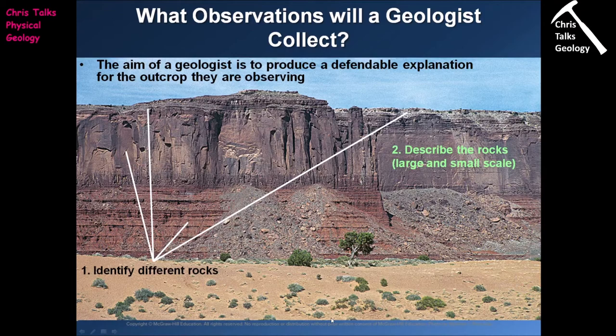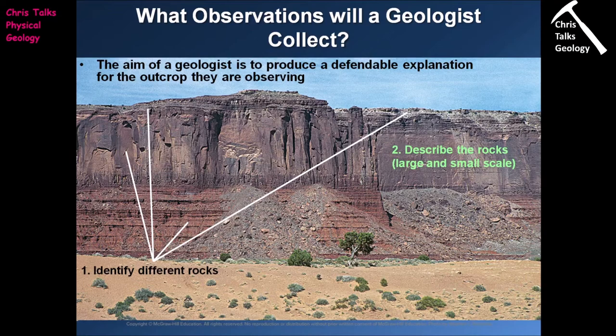And then we would make smaller scale observations. So we're getting close to the rock and we'd start looking at, right, what are the minerals in this rock? What are the relationships between these minerals? Can we see any kind of alteration which would tell us that something has happened to the rock after it formed? And so we're going to combine these large and small scale observations to help us identify and classify what these different rocks are.